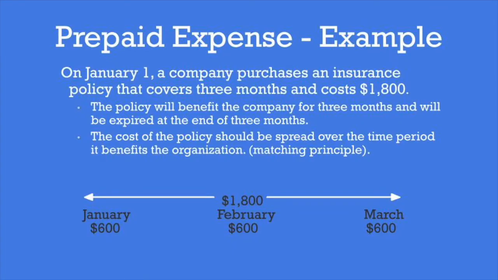Let's look at a simple example here for a company that goes and buys an insurance policy on January 1st, okay? This policy is a 3-month policy, and the total cost of the policy is $1,800. So if we think about it, we'd say, okay, well, that means that 3-month policy, $1,800, that's $600 a month, okay? So you can see January would be $600 worth of insurance, February $600, and March would be $600.